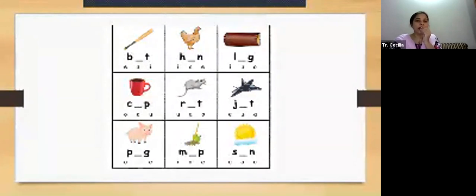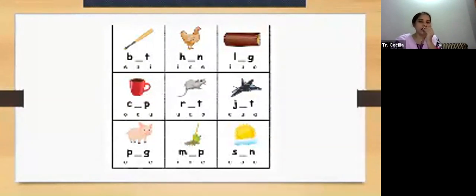Now see here, B dash T. What is it? It's a bat. So here will come B, A, T, bat. Next, what is the picture? Hen. H dash N. Next, log. Log means wood, a piece of wood. Lakdi ka ek jo tukda hota hai, theek hai, usko kehte hai log. Now L dash G. Next, G sound. Next, what is this? Cup. K dash P. Cup.